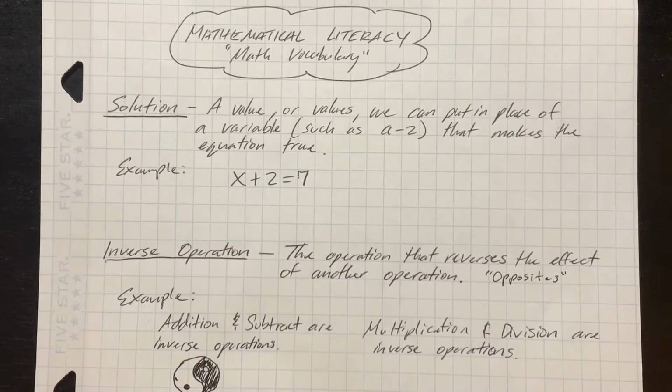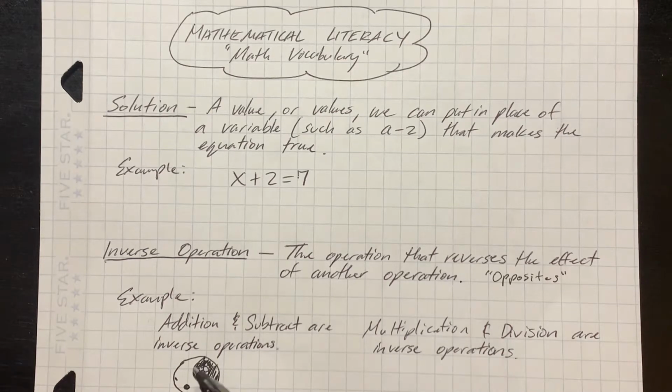Very important, we have our mathematical literacy. This is essential in understanding the mathematical language. So today we have solution and inverse operation. Let me explain what an inverse operation is. An inverse operation is the operation that reverses the effect of another operation. Think of opposites. For example, addition and subtraction are opposites of each other, and multiplication and division are also opposites of each other.